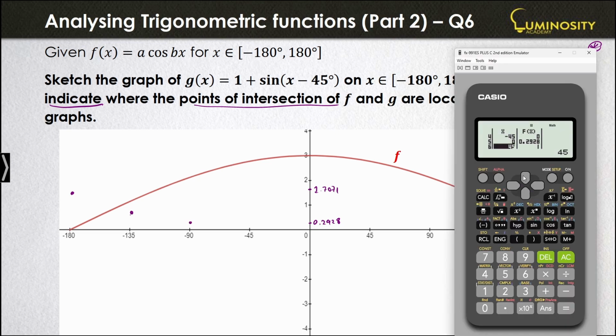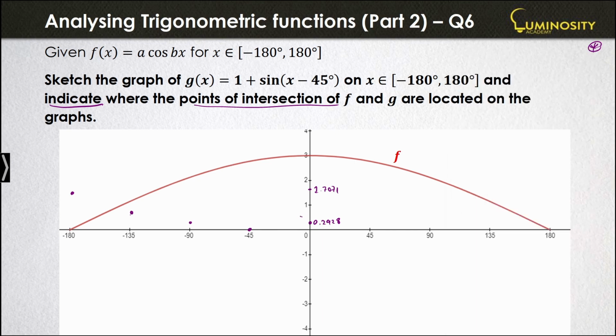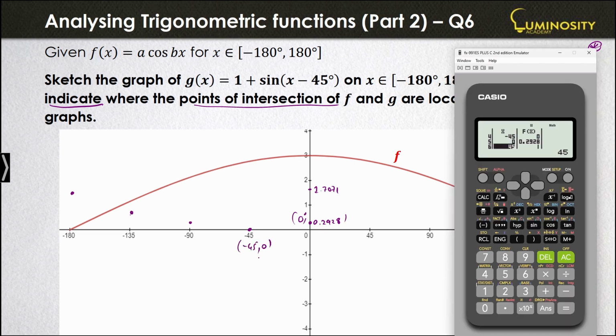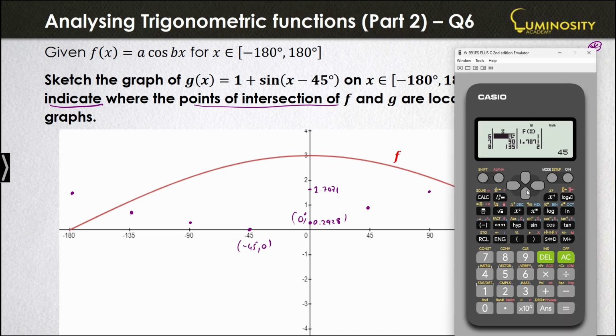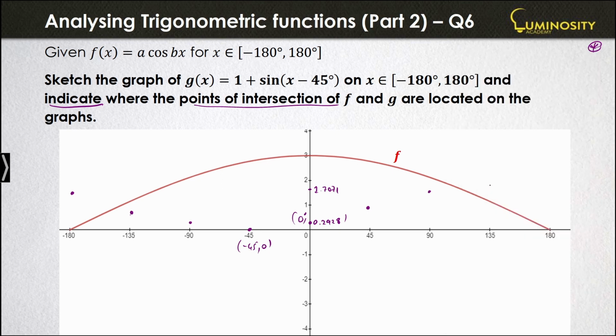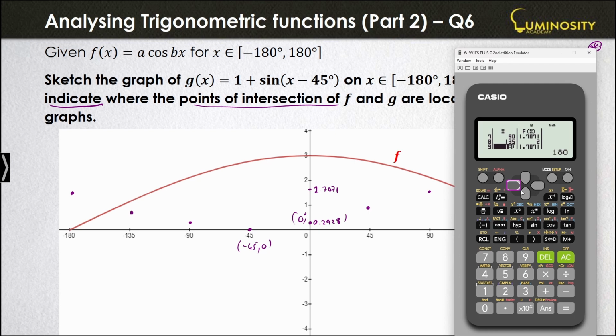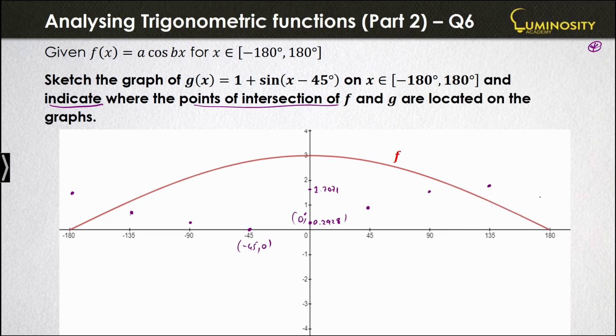Okay, then at -45 degrees, it's 0. And then at 0 degrees, it's that same value. So there's your y-intercept. We've also got an x-intercept of -45 degrees, 0. Then 45 degrees was 1. 90 degrees was 1.7. Then 135 degrees gave us 2, which is up here. And then 180 degrees gives us back that value again.